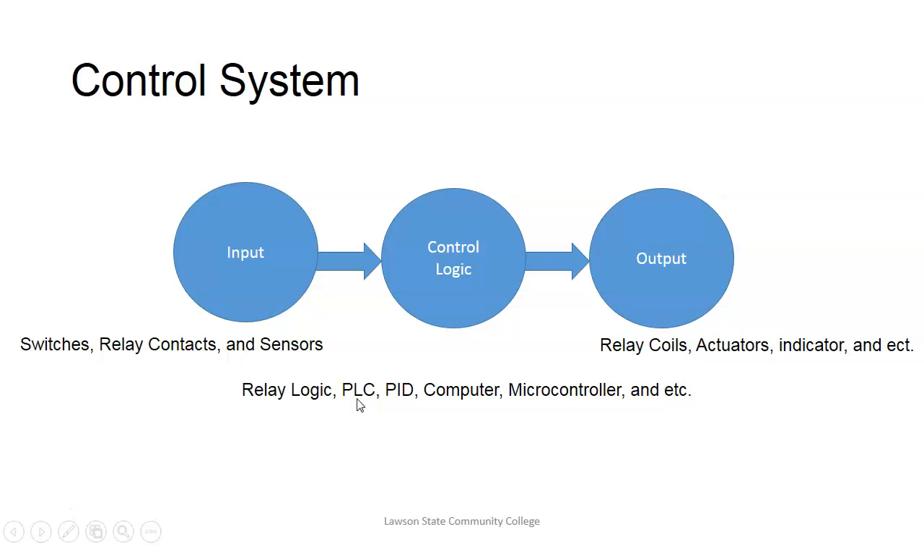Programmable logic controllers are nice, but they can't handle high voltages on their outputs, and they can't handle high currents. So what we usually do is let the PLC run a relay, and then the relay can do what we need it to do. PIDs, these are closed loop systems, like temperature controls and stuff like that. And we'll look a little bit at that. Could be a computer.